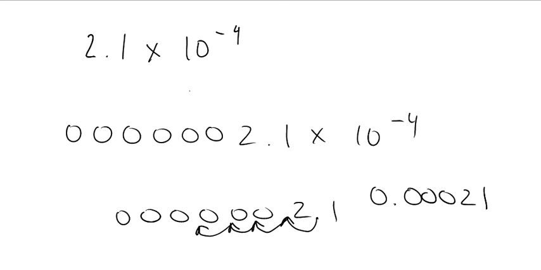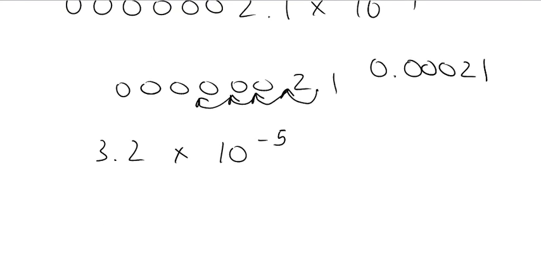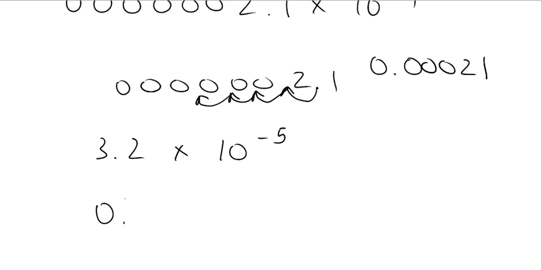So let's say we take another number, and it's going to be 3.2 times 10 to the power of -5. We want to move this decimal point over 5 times. So therefore, we would get 1, 2, 3, 4, 5, and then the 2, because that was already on the other side.